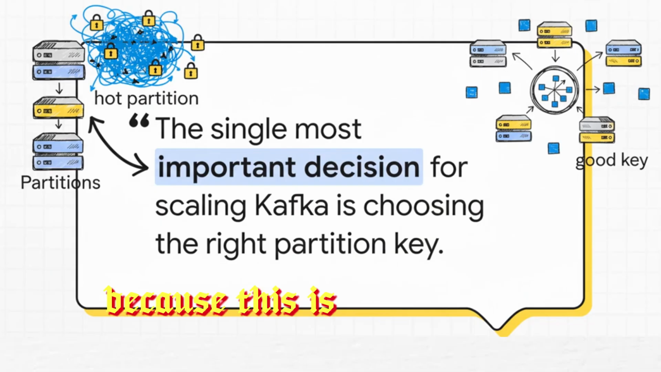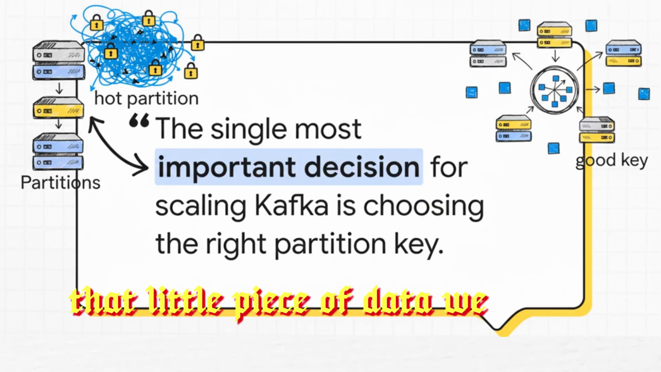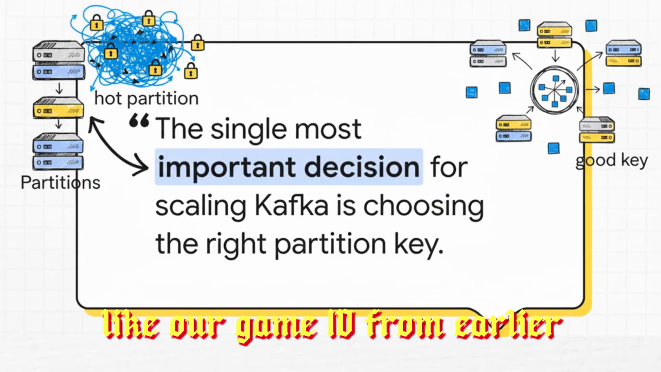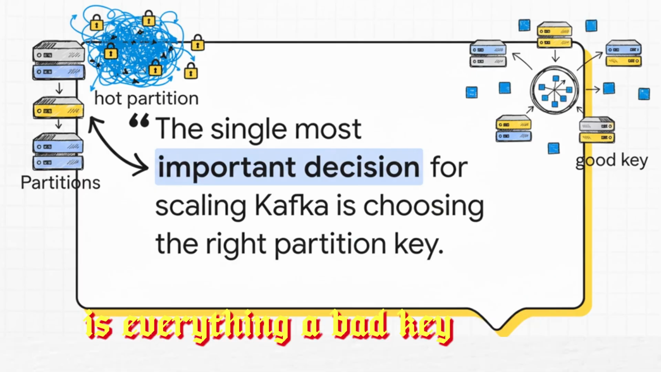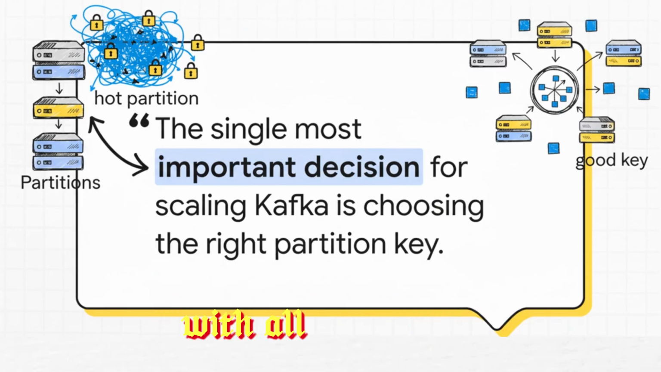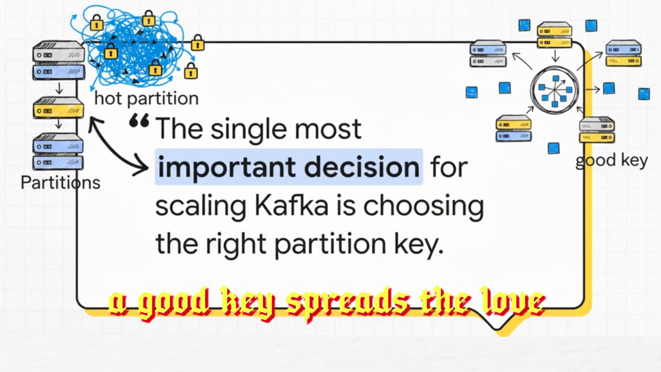Listen up, because this is probably the most important thing I'll say about scaling. Your choice of a partition key, that little piece of data we use to decide which server a message goes to, like our game ID from earlier, is everything. A bad key creates what's called a hot partition, where one poor server gets hammered with all the traffic while the others just sit around doing nothing. A good key spreads the love evenly.